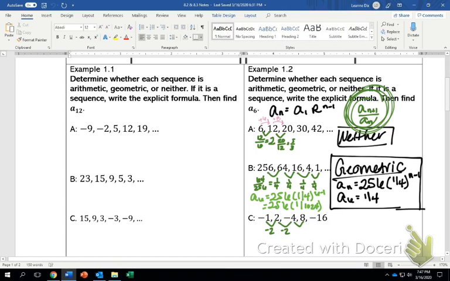Then I go with the next one. 8 divided by -4 is -2. -16 divided by 8 is -2. So I know I do have a common ratio. Therefore, it is geometric.